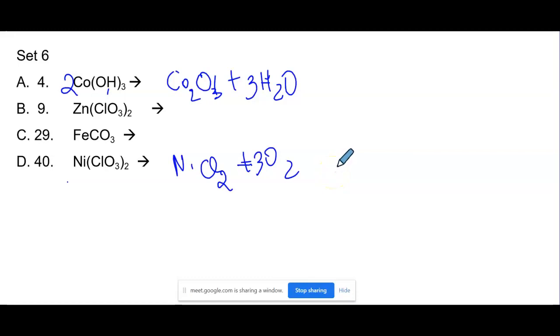Yes, because the 2 goes through the parentheses only. So there's 2 chlorines technically and 6 oxygens. Correct. Yeah, on the right side, yes. Oh, in the parentheses, yes. That 3 is only with oxygen in the set of parentheses.